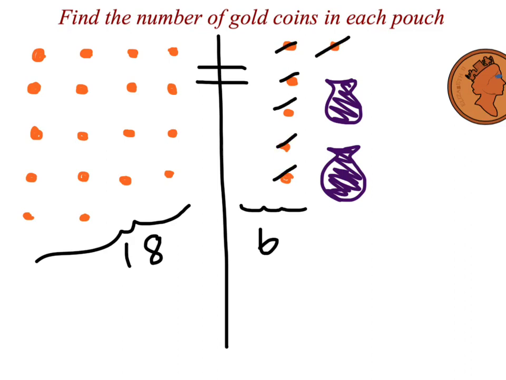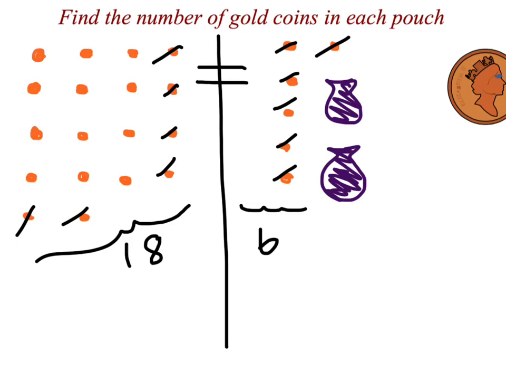So we are crossing off 6 gold coins from the right side. Therefore, we are going to cross off another 6 gold coins. However, this time it is on the left side. Now I am left with 12 coins, and those 12 coins are going to be divided amongst the 2 pouches. So I could look at this in a couple different ways.